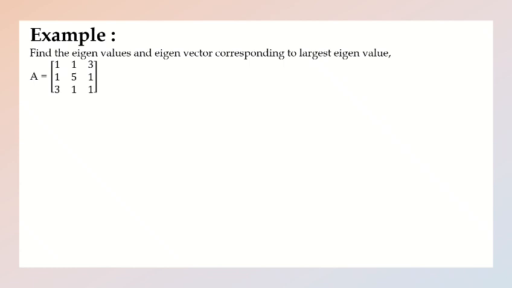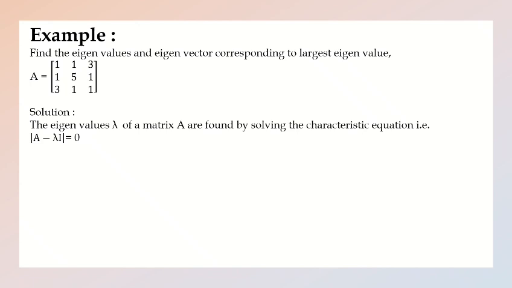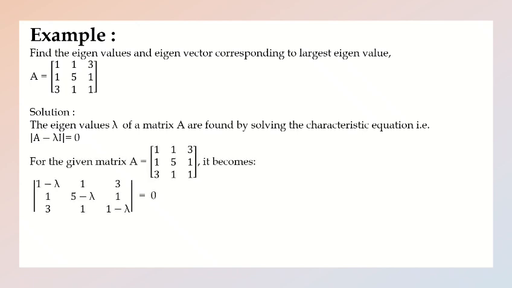As we have seen the procedure, the eigenvalues lambda of a matrix A are found by solving the characteristic equation, that is determinant A minus lambda I is equal to 0. For a given matrix A, it becomes 1 minus lambda, 1, 3, 1, 5 minus lambda, 1, 3, 1 and 1 minus lambda equal to 0.